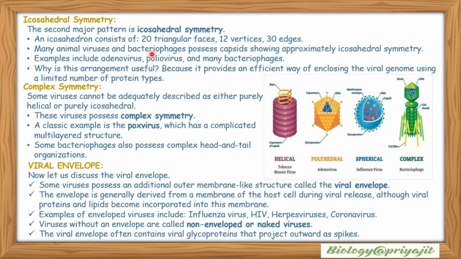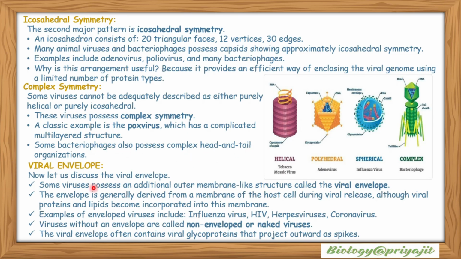Complex symmetry. Some viruses cannot be adequately described as either purely helical or purely icosahedral. These viruses possess complex symmetry. A classic example is the pox virus, which has a complicated multi-layered structure. Some bacteriophages also possess complex head and tail organizations.